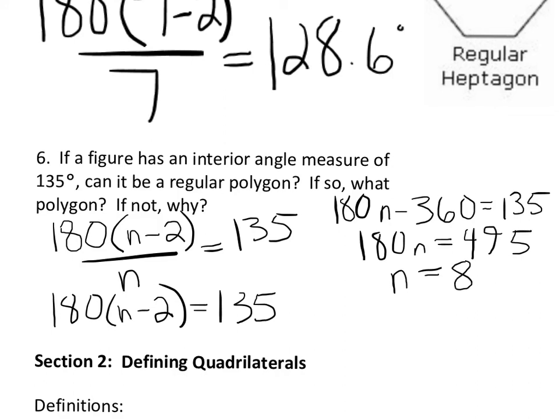So, therefore, I'm able to conclude that we have a regular octagon, because it worked out to give me a whole number. So if a figure has an interior angle measure of 135, it could possibly be a regular polygon. We don't know that for sure, but it could be a regular octagon.